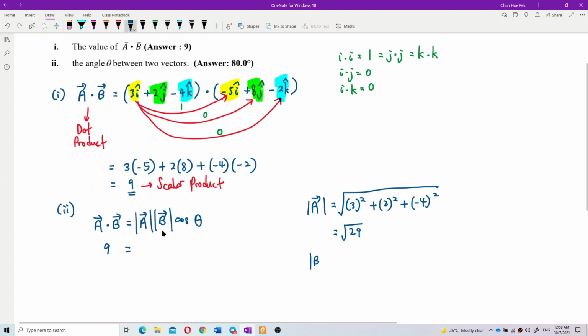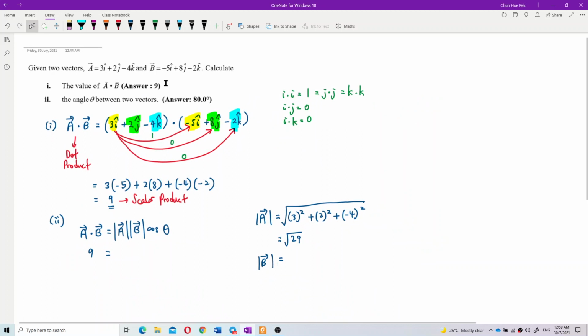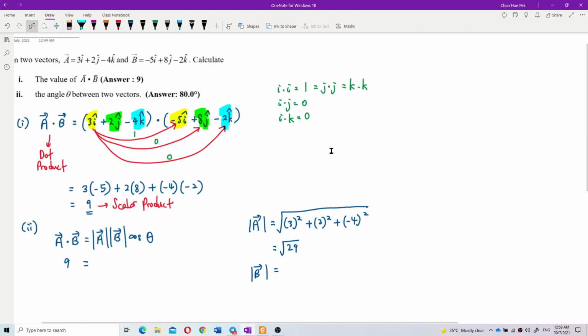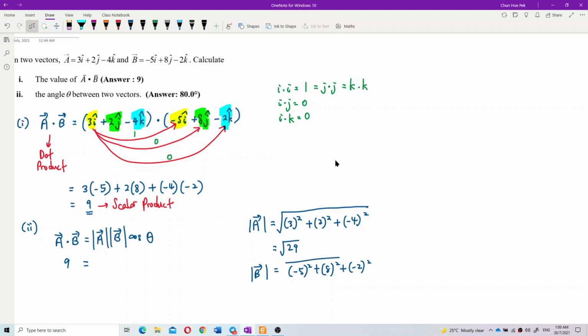Magnitude of B. Let's look at vector B. Vector B is -5i plus 8j minus 2k. So we use the Pythagoras theorem again. This is -5 square, and then the 8 also square, and then the -2 we square it. So square root, and the answer we get is square root 93. So that's our magnitude of A and B.